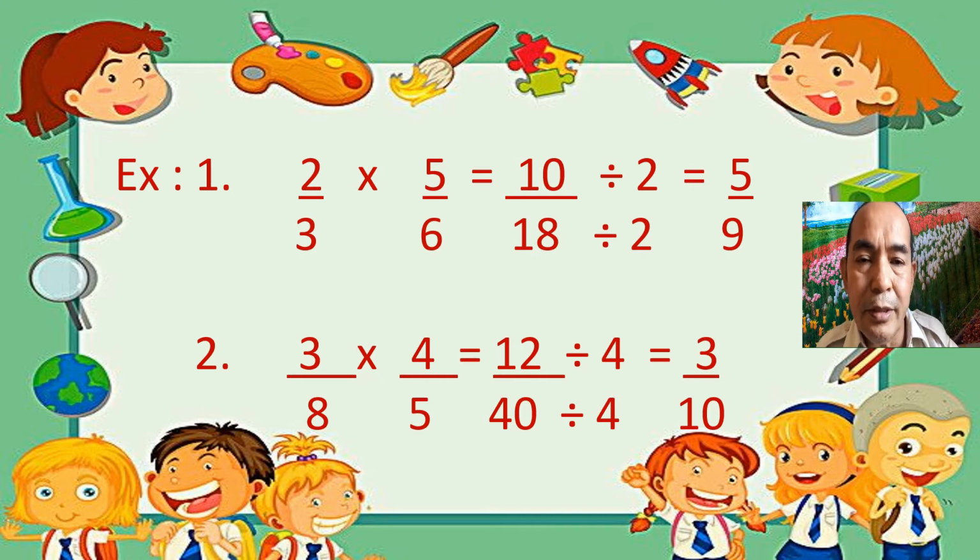So, 10 divided by 2 will give us 5. 18 divided by 2 will give us 9. The result will be 5/9, which is the fraction in its lowest term.